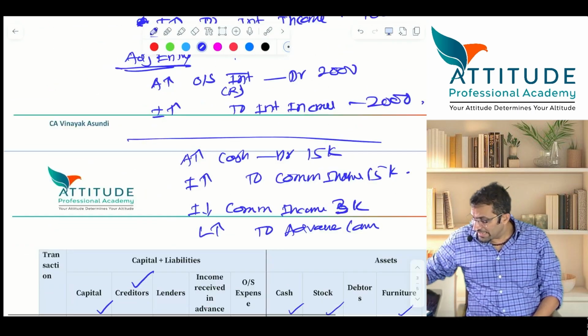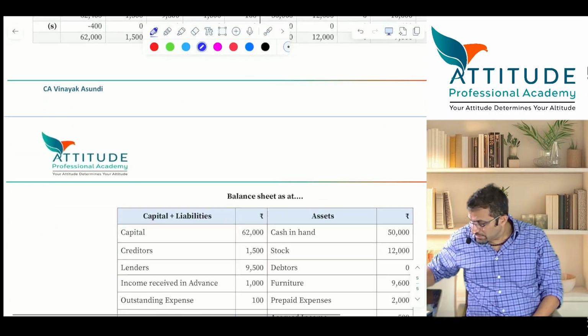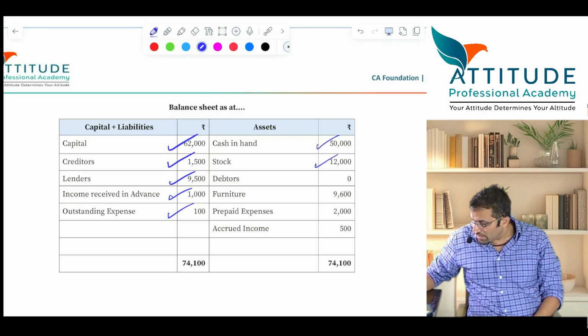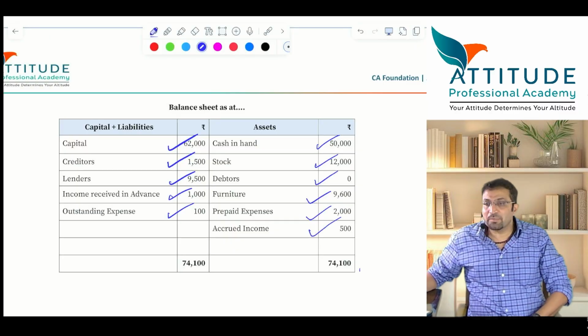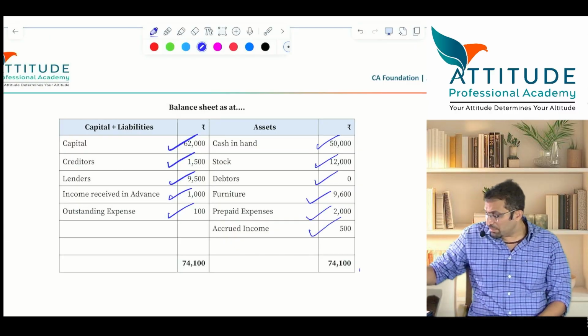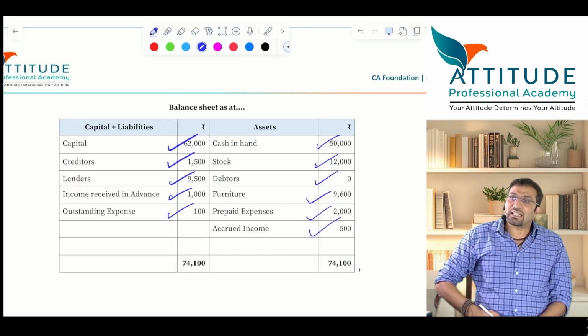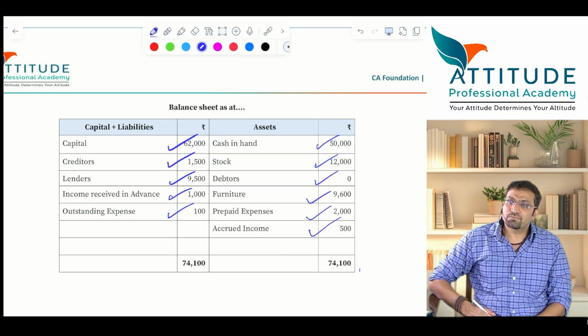Now if you go to see at the end, this will be a balance sheet. Capital this much, creditors this much, lenders this much. Correct? That is loan. Then income received in advance, outstanding expenses. On the asset side, cash in hand, stock, debtors are 0, furniture, prepaid expenses and accrued income. Each and every column will be this. This will be the total. Is that clear?